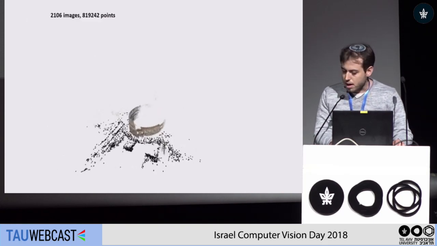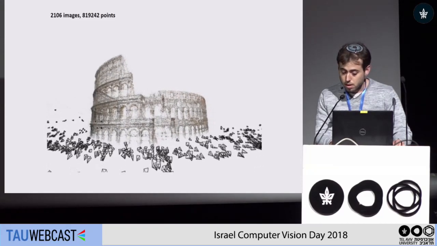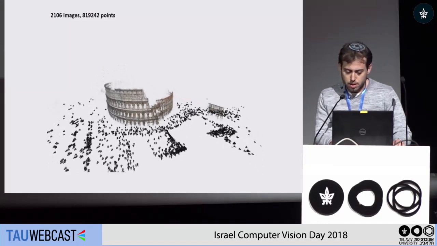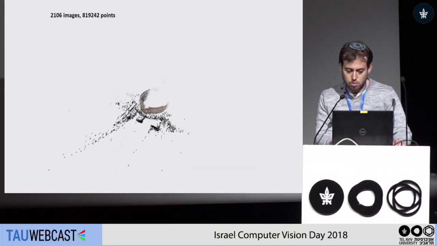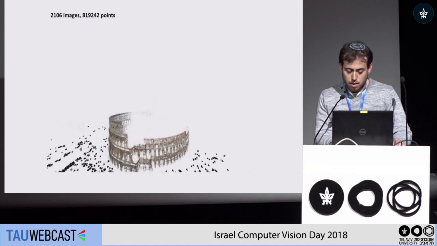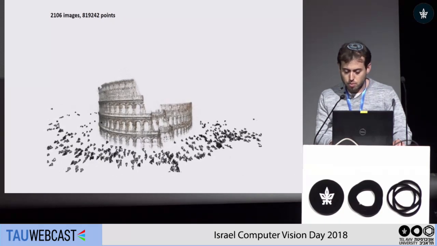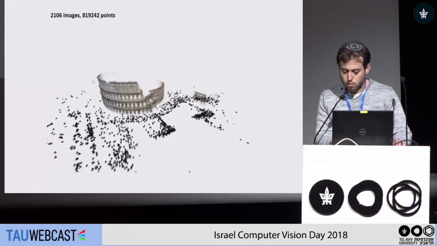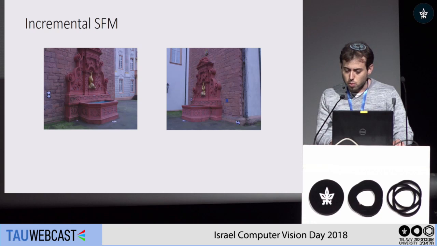Here you can see an example of the result of the method, Rome in a day. Here, 2,000 images are registered together to create a rich structure of the Colosseum in Rome. This is a public collection of images, and here each triangle represents one camera of a different photographer. So we will first review their methods, and then we will go to our setup.